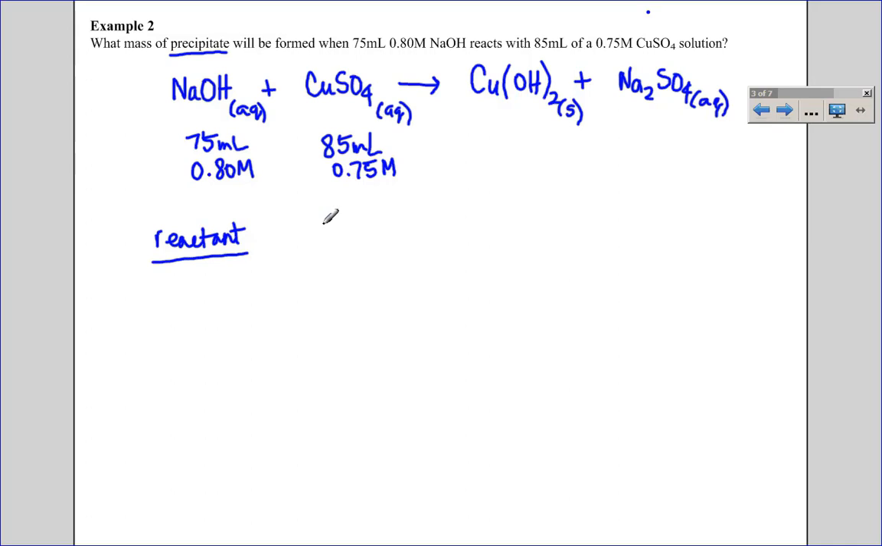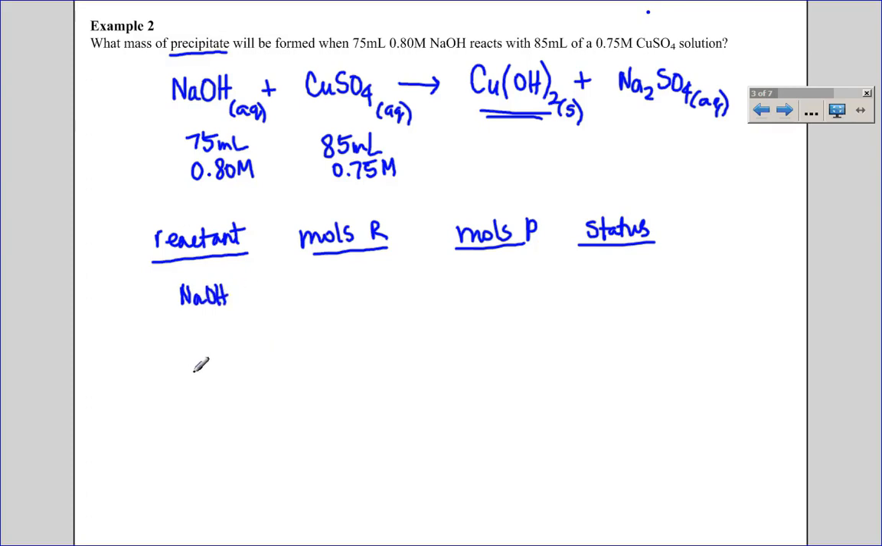So to do that, we can set up our table to organize our data. We've got our reactant, our moles of our reactant, our moles of our product, and in this case we're going to use the copper hydroxide because that's what we are trying to find the mass of. And then we're going to decide the status of the reactants. So our first reactant here is sodium hydroxide, and our second reactant is the copper sulfate. Before we go any further, we should just balance this. We need a 2 there.